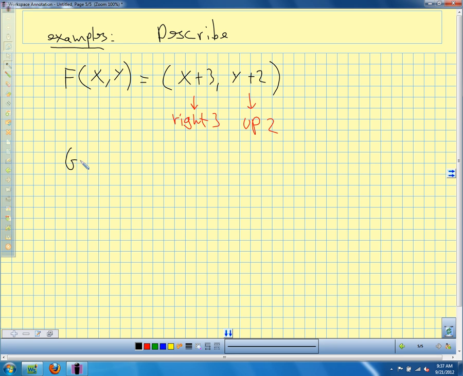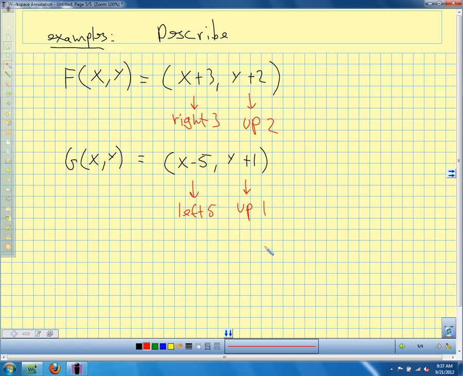So let's say our transformation is called G. G of x, y is x minus 5, y plus 1. So what does this transformation do to our point? Left 5, and up 1. That would be our description, left 5, up 1. If adding and subtracting to the x moves us left or right, we subtract, so that tells us we've moved left. So we've gone left by 5. Adding or subtracting to the y coordinate tells us to go up or down. We've gone plus 1, so we've gone up 1.